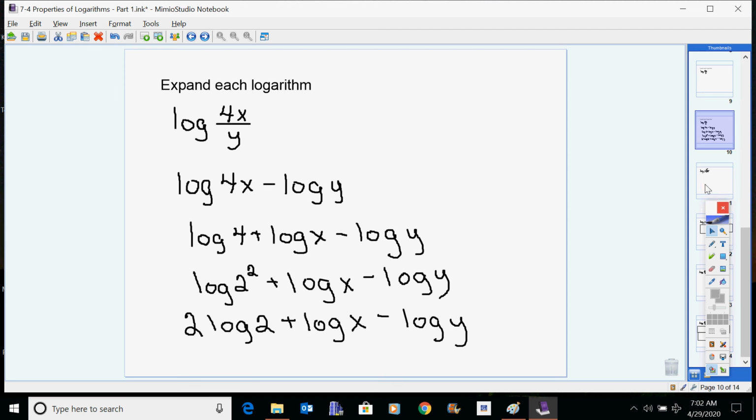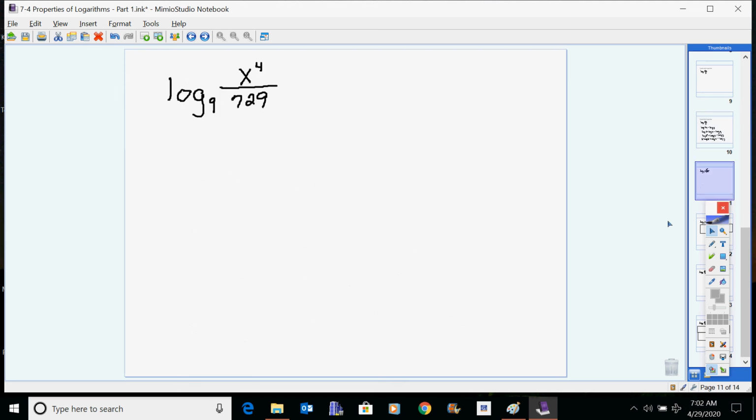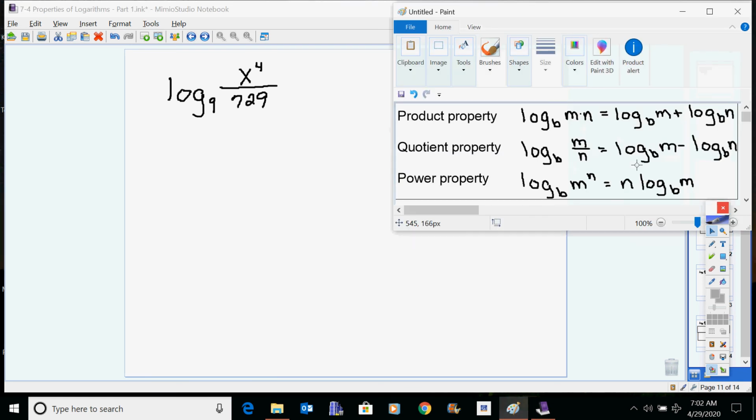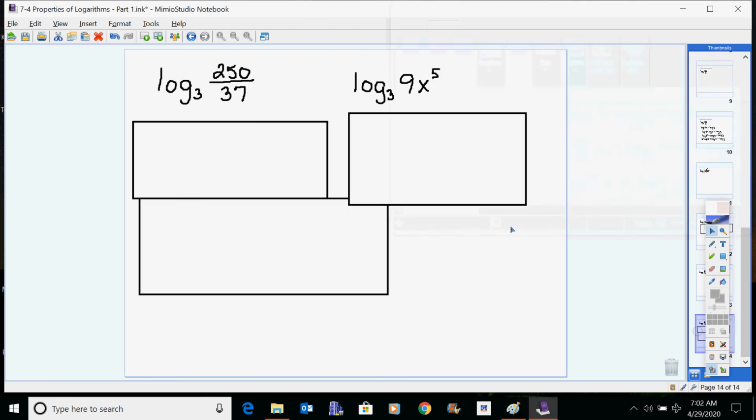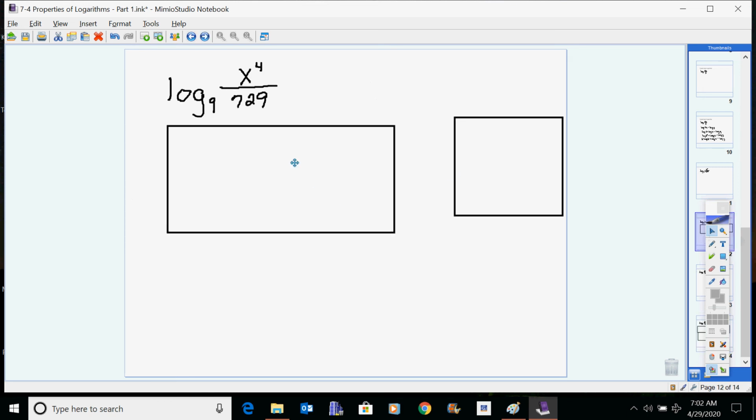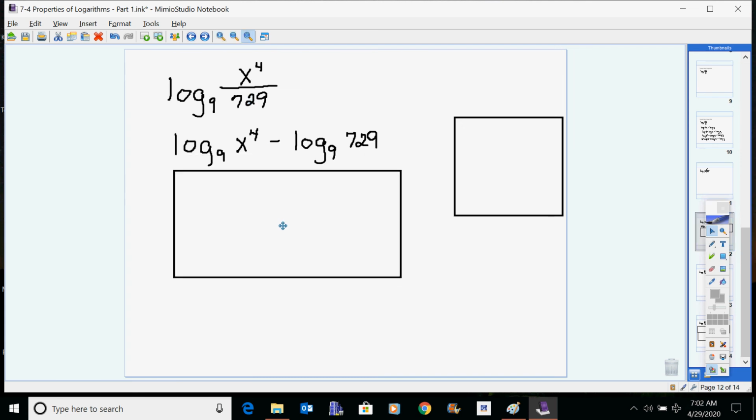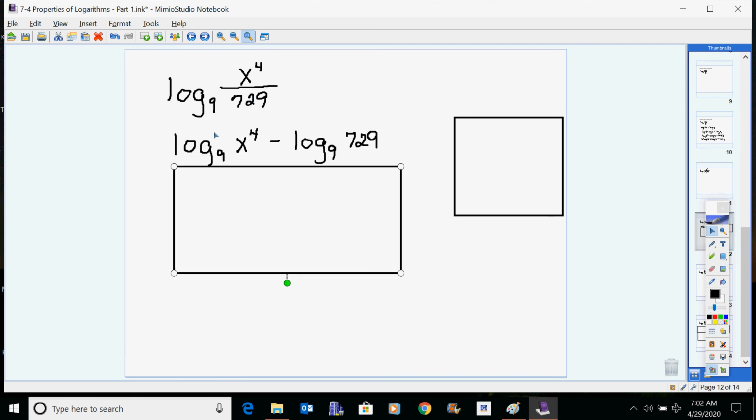Let's look at a couple more expansions. All right, we have this one. So once again, we have a quotient property happening. So we have a divided by, which turns into a minus with the same base. This has a base of 9. So let's take a look at that. Oops, not that one. I just skipped to the wrong one. There we go. We have our base of 9, so we take log of x to the 4th minus log of 729 with the logarithms. Okay, because the division, the quotient property does that.